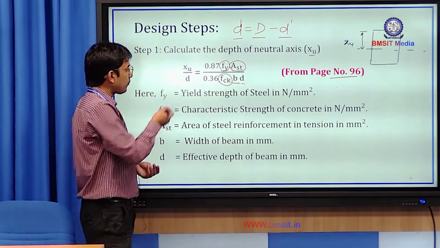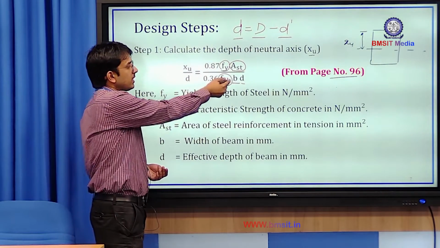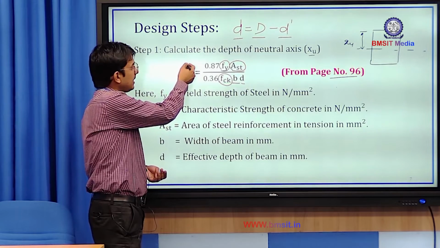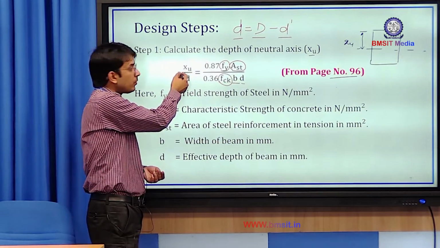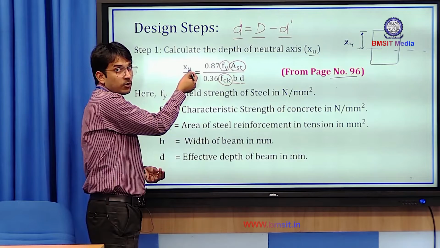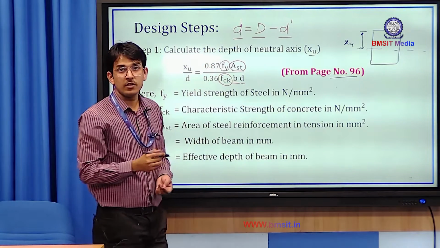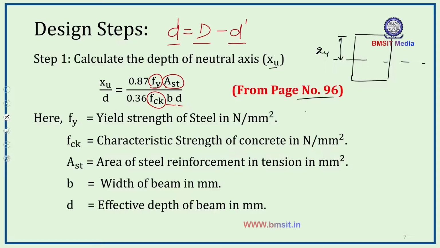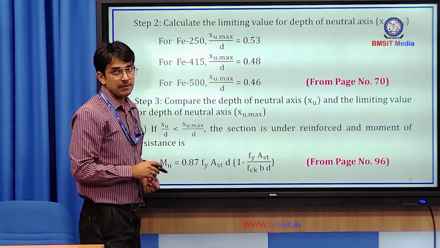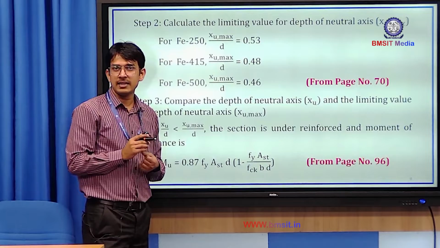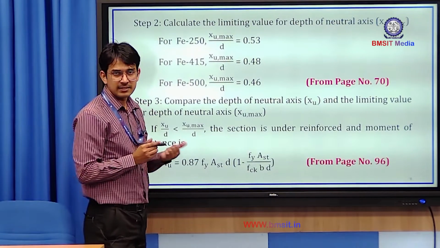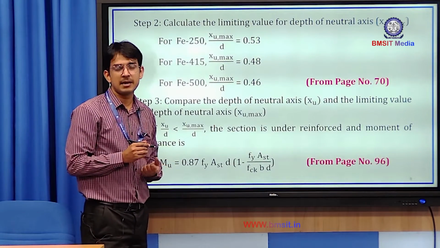If we are calculating xu by d, then xu is again in mm and d is again in mm, so there is no unit for xu by d. If we are talking about only xu, that is the depth of the neutral axis, then the unit is mm. This was the first step. Now the second step: in the first step we calculated the actual depth of the neutral axis, and in the second step we have to calculate the limiting depth of the neutral axis.